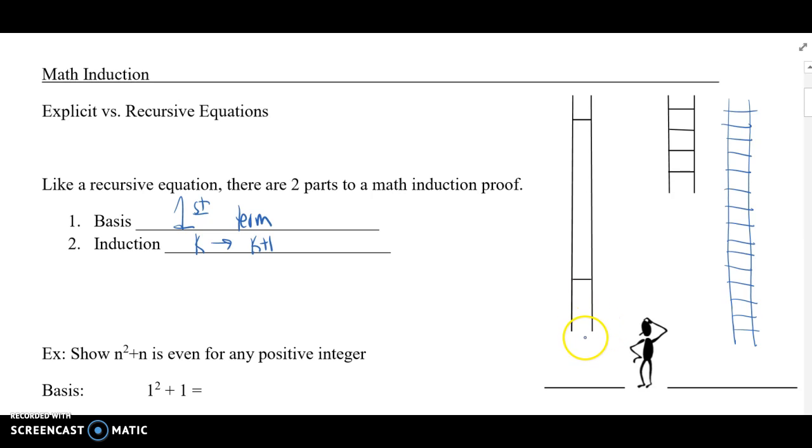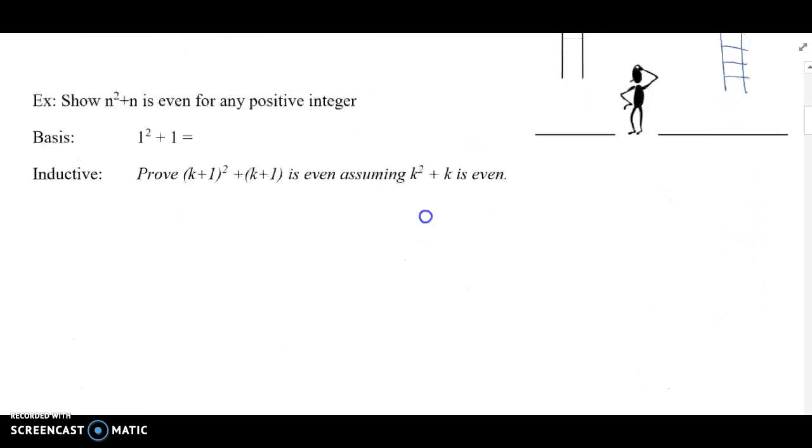For this ladder on the left, we can get to the first rung, but there's so much space between the next rung that we know we can't get from one rung to the next. In the second example, the rungs are spaced nice and close, but we can't even make it to the first rung, so we can't climb either of these first two. However, in this third example, we can get to the first rung, and each rung is spaced apart nicely, so we could climb this ladder. In order to do a math induction proof, it should look like this third example rather than the first two.